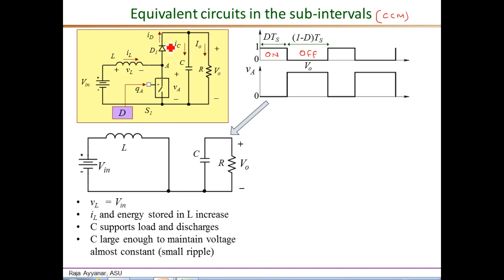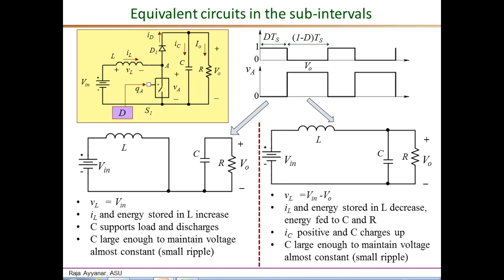Therefore the voltage across the diode is the complete output voltage VO, and that reverse biases the diode, so it is off. So that is represented by this open circuit here. And during this on interval, the output capacitor supports the entire load current, and therefore it begins to discharge. Now the C is chosen large enough such that as it supports the entire load current, the reduction in the output voltage is very small during that on interval, or the high frequency ripple is very small.